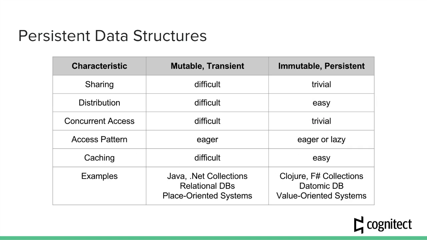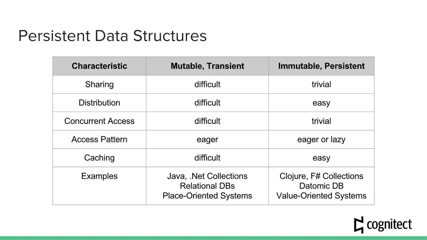So the things that make data difficult in the mutable world are pretty trivial or easy in the immutable world. Think about all the difficulties around sharing or distribution or concurrent access with data in some of the more common programming languages. Those things become pretty trivial. So sharing, distribution, concurrent access. The access pattern for mutable transient data always has to be eager because it might change out from underneath you, and caching becomes a pretty difficult thing. Some examples of these mutable transient data structures are the standard Java and .NET collections, relational DBs that all update in place, and generally speaking, all place-oriented systems.